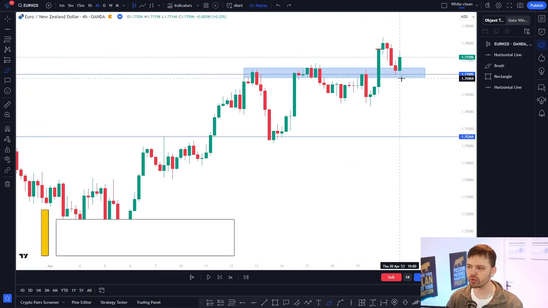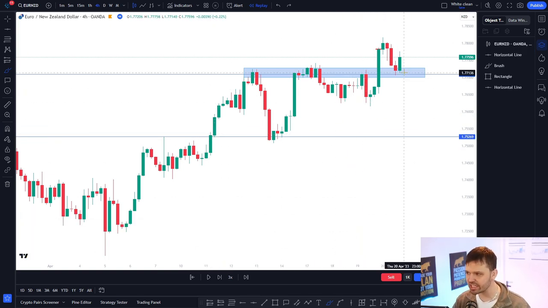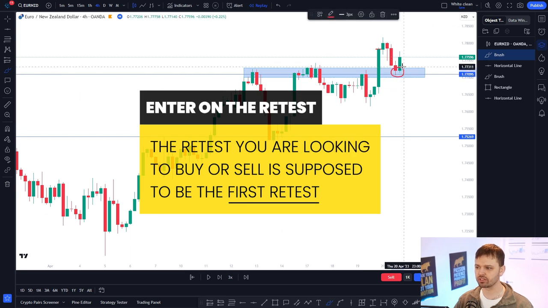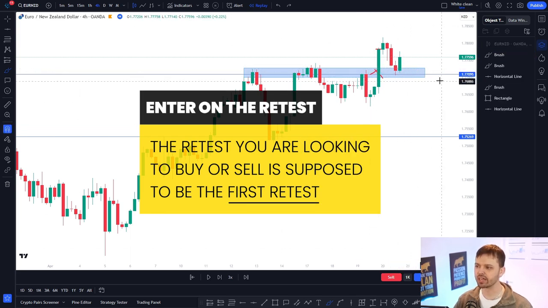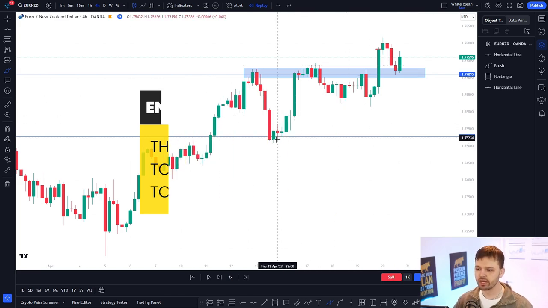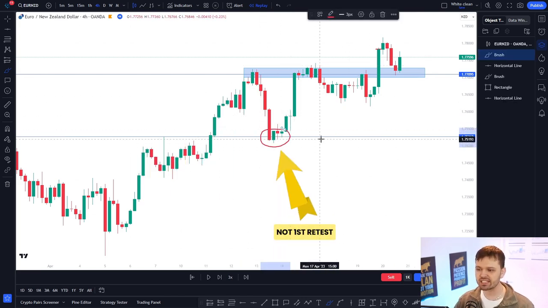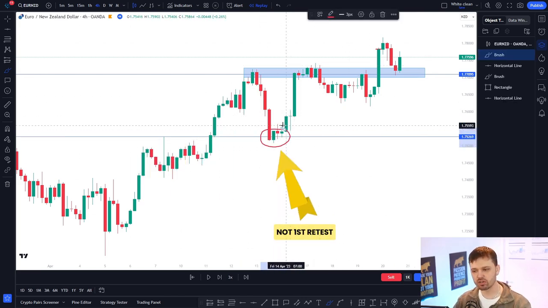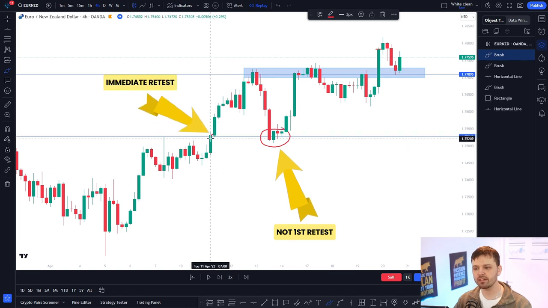What you want to make sure that you do is when you actually enter on the retest, right? So you're looking for the break, and then your trade is going to be based on the retest. The retest that you are looking to buy or sell is supposed to be the first retest. This retest here is actually not the first retest because you have an immediate retest here.